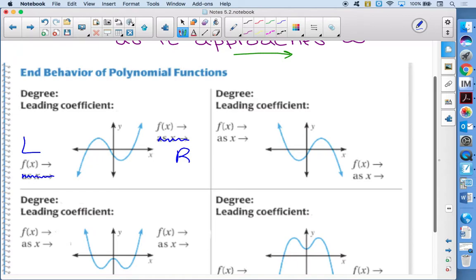So there are four options up here, and there are only four different things that could happen with end behavior. That's because the degree could be odd or the degree could be even. There's only two types of numbers. If it's odd, it has one shape. If it's even, it has a different shape. Every odd power graph has the same end behavior, whether it's x cubed, x to the 7th, x to the 25th. So the end behavior is exactly the same.